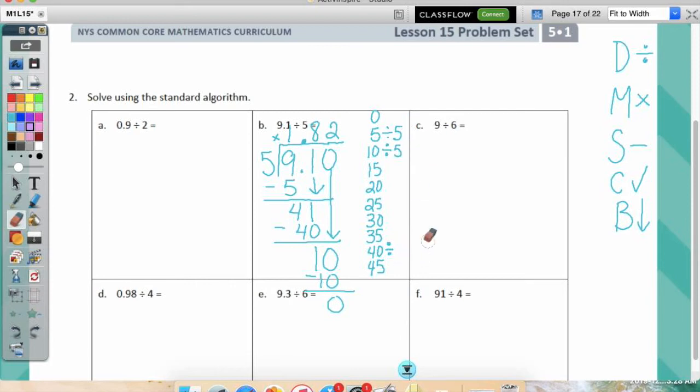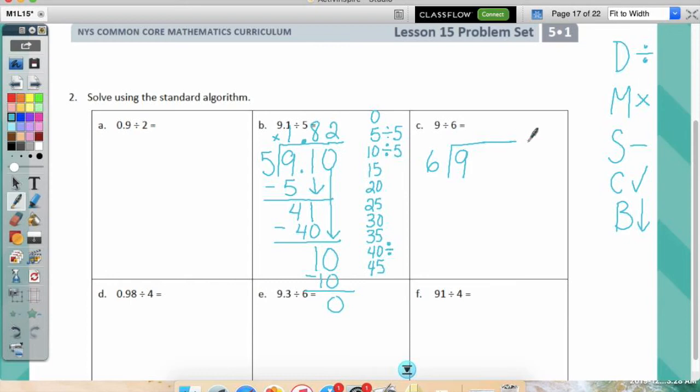So we're going to do C together because I want to remind you, which number goes in the doghouse? 9. The first one. So it's 9 divided by 6. And I'm pretty sure that does not go in evenly. So I'm going to go ahead and make my doghouse a little bigger.